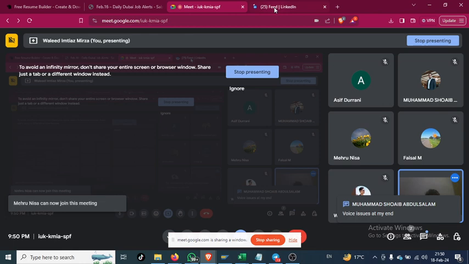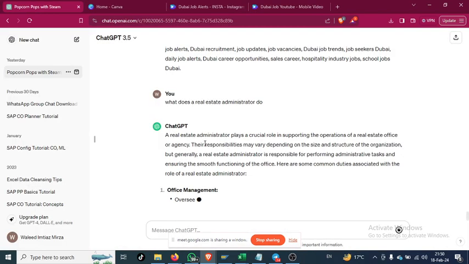A real estate administrator plays a crucial role in supporting the operations of a real estate office or agency. The responsibilities may vary depending on the size and structure of organization, but generally a real estate administrator is responsible for performing administrative tasks and ensuring smooth functioning of the office. Here are some common duties associated with the role of a real estate administrator.